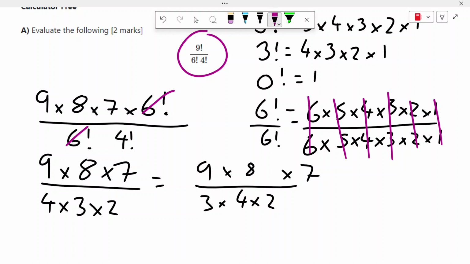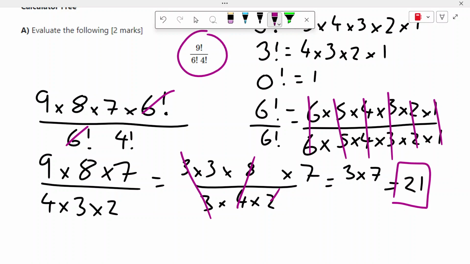So those ones cancel out, and then we can see that that 9, really what that 9 is made up of is a 3 times by 3, and so we can cancel those ones out, and so what we're left with is 3 times by 7, which is 21, and that is the answer to this question.